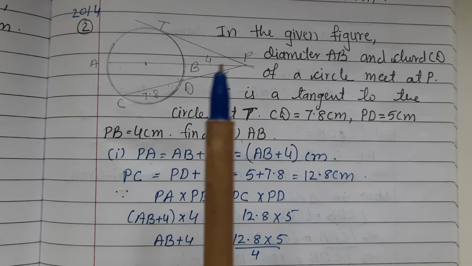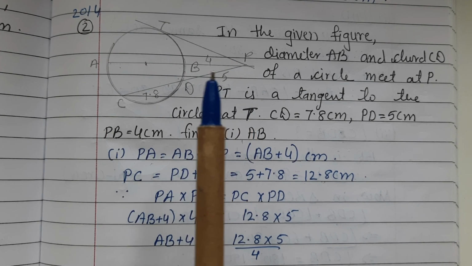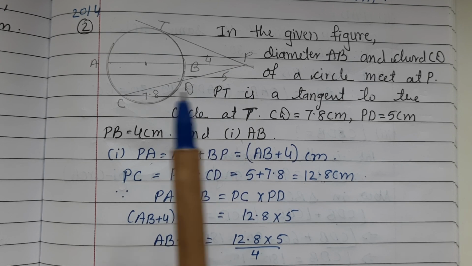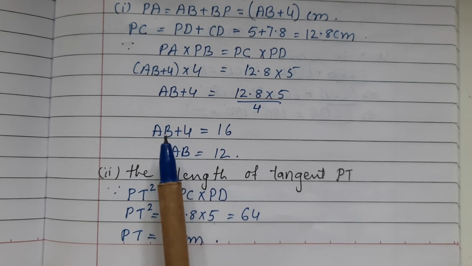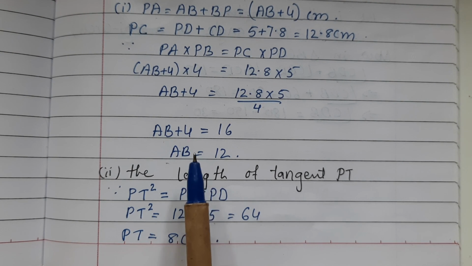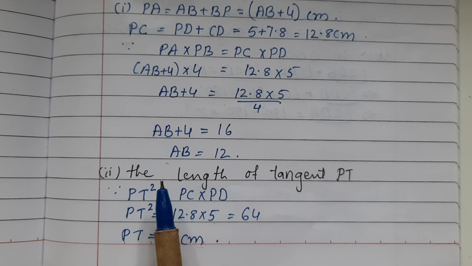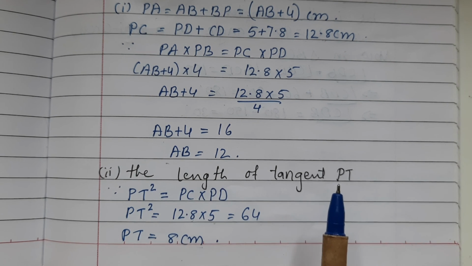Since here we have PA into PB is equal to PC into PD, PA is AB plus 4, PB is 4, PC is 12.8, PD is 5. Therefore, AB plus 4 is equal to 12.8 into 5 upon 4. AB plus 4 equals 16. AB equals 12.